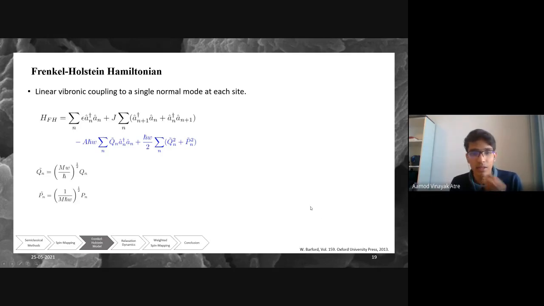And to this end, in our simplified model, or rather a realistic simplified model, we introduce two more terms. The first one is the coupling between a harmonic oscillator, which mimics the vibrational normal modes of the molecules, and the energy of the vibrational normal mode itself. So A here is the linear coupling term.